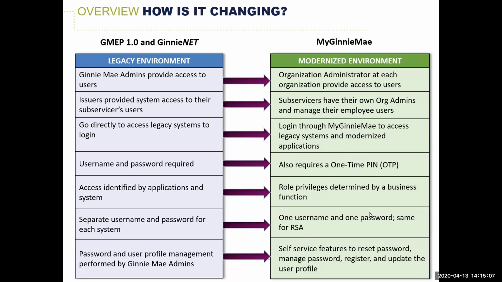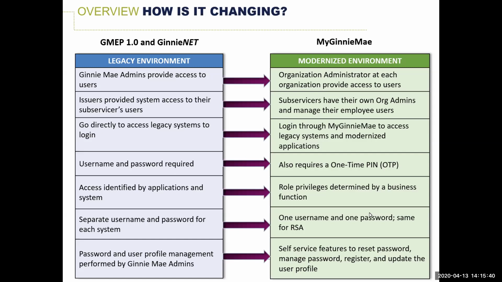In our legacy environment, you could go directly to GMAP 1.0 and GinnieNet to access those systems. In MyGinnieMae, everything goes through MyGinnieMae. You log into MyGinnieMae, and then you have opened up the gateways to be able to access all of those legacy systems. In the legacy environment, a username and password was all you needed to get in. In MyGinnieMae, you must also enter a one-time PIN. That's, again, what we call multi-factor authentication.